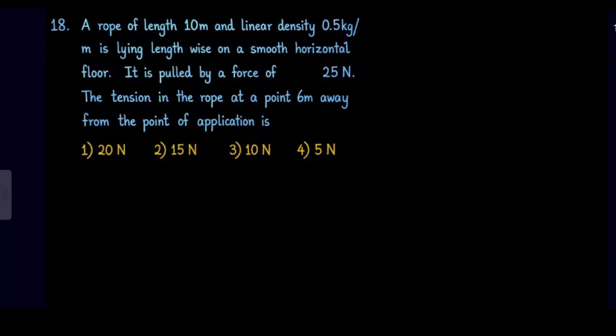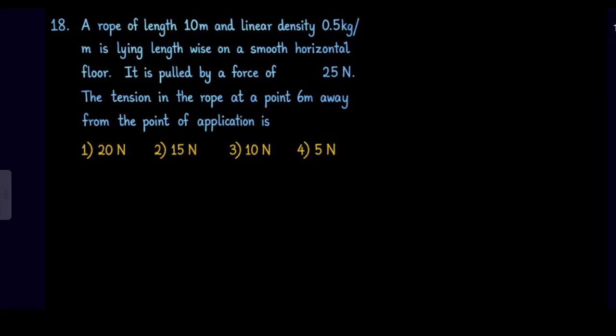Next. Density means mass by length. The given density is a linear density. That means mass by length is called the linear density. Lying lengthwise on a smooth horizontal floor. It is pulled by a force of 25 newtons. The tension in the rope at a point 6 meters away from the point of application.